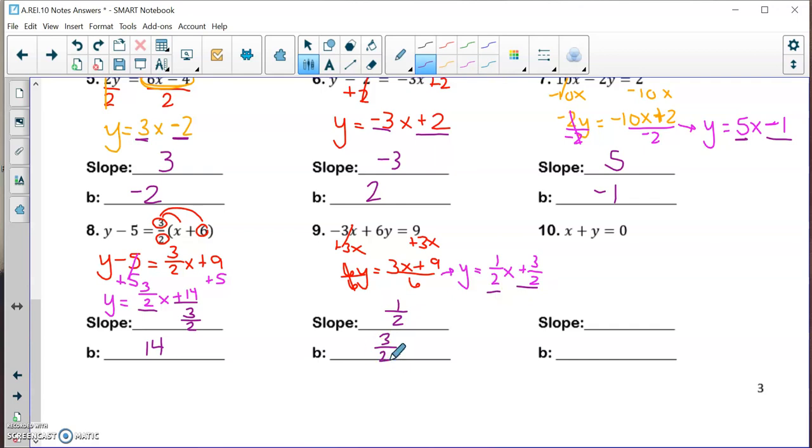All right, and then number 10, I'm going to subtract x from both sides. And I wind up with y is equal to, I'm going to rewrite this as a negative x plus a 0. You do not need to write the 0. It's up to you. You can leave it as just y is equal to negative x. So my coefficient of x in this case is negative 1, and my constant is 0, so that's my y-intercept.